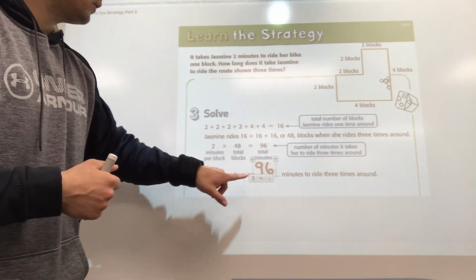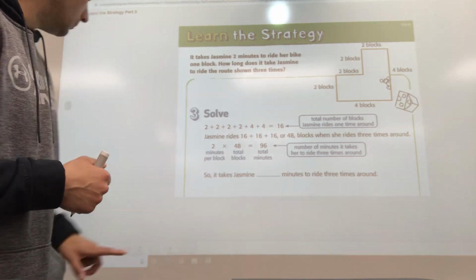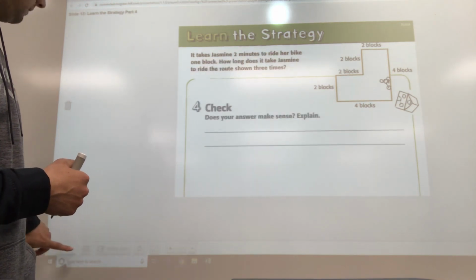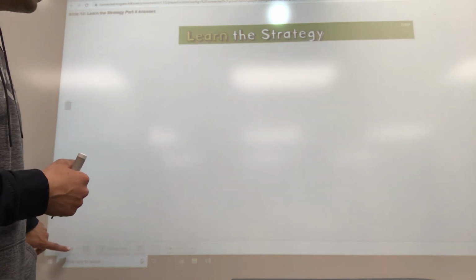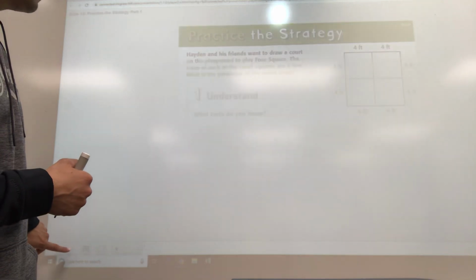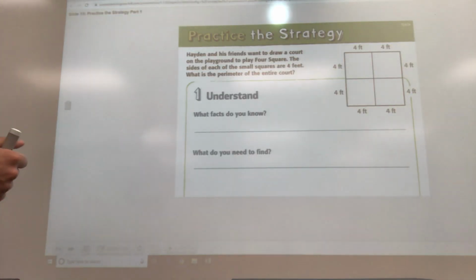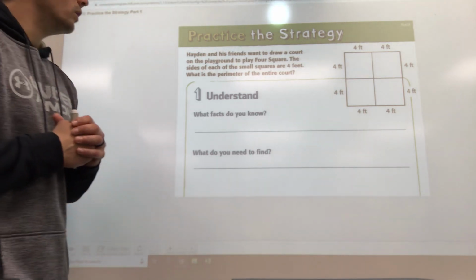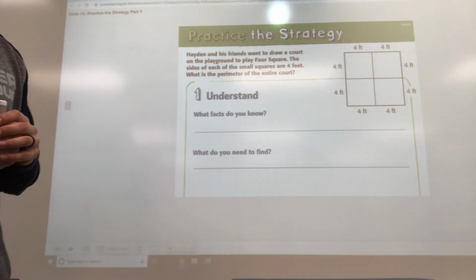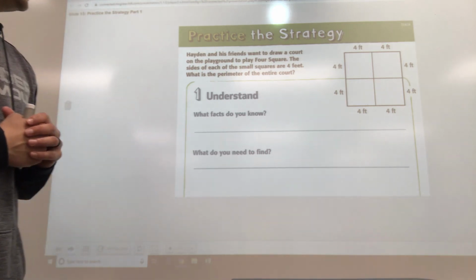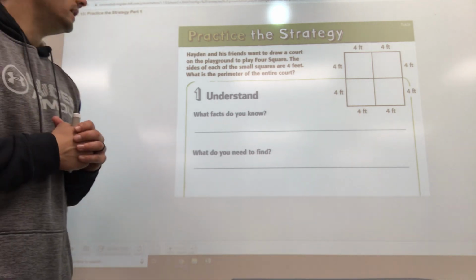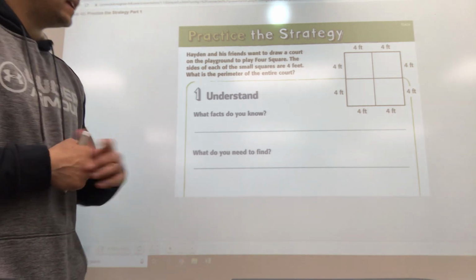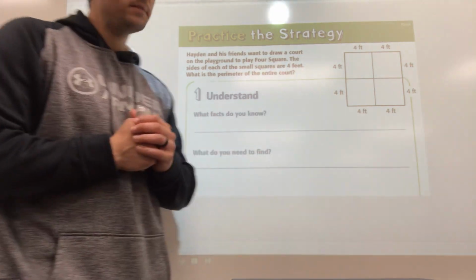Alrighty, we are going to move on to our example 2. Example 2. At the top, it says, Hayden and his friends want to draw a court on the playground to play Foursquare. The sides of each of the small squares are 4 feet. What is the perimeter of the entire court? So they have the figure drawn right here for us.